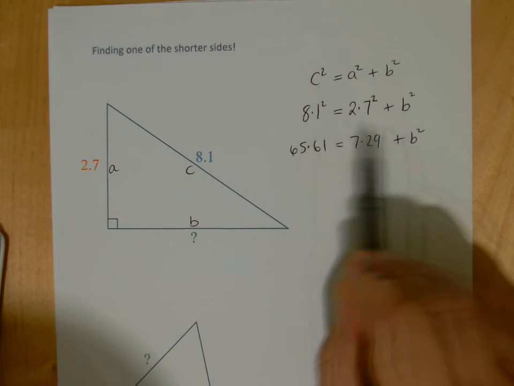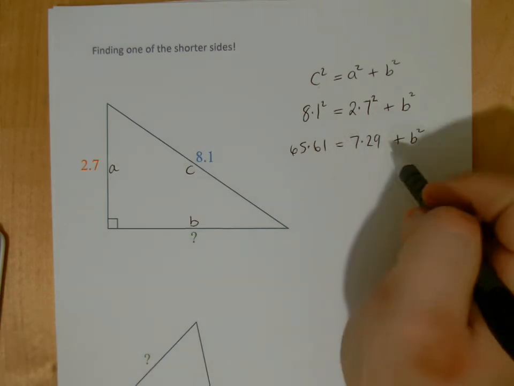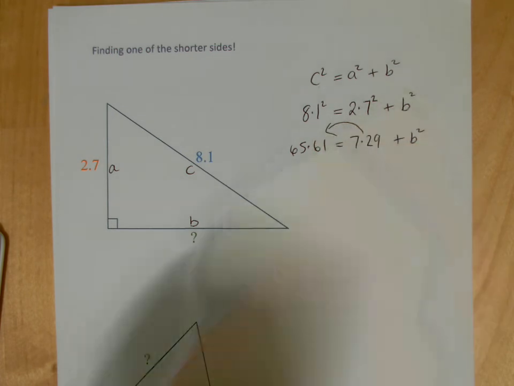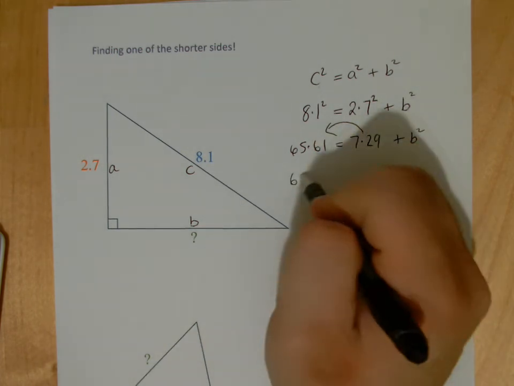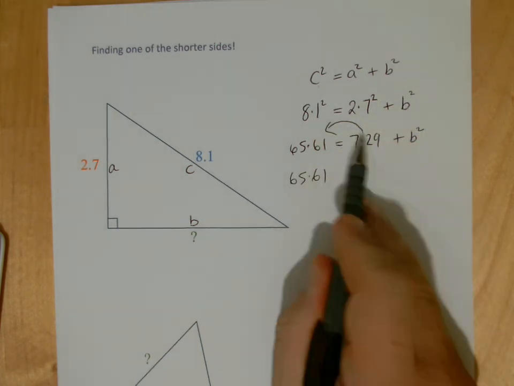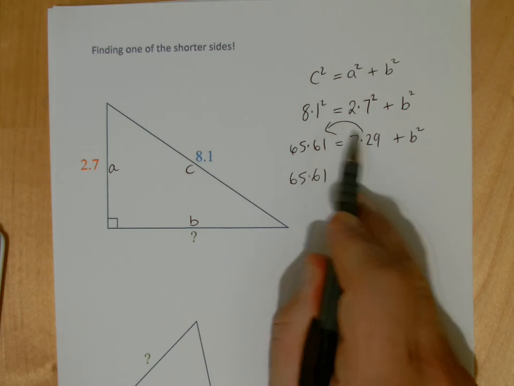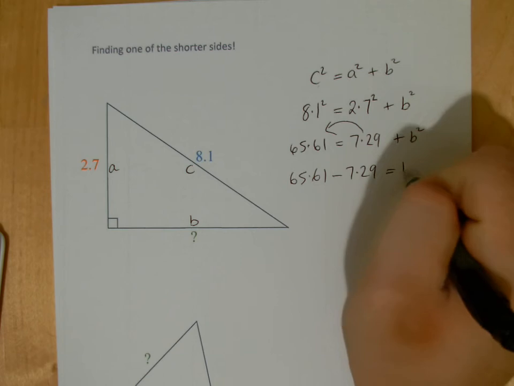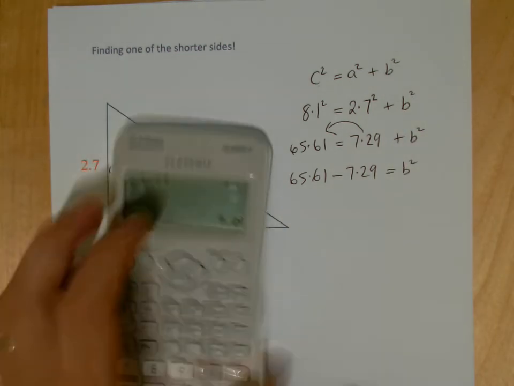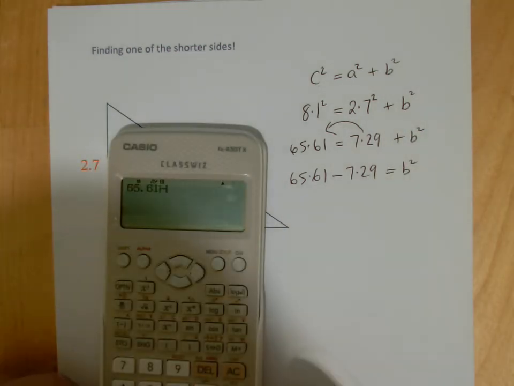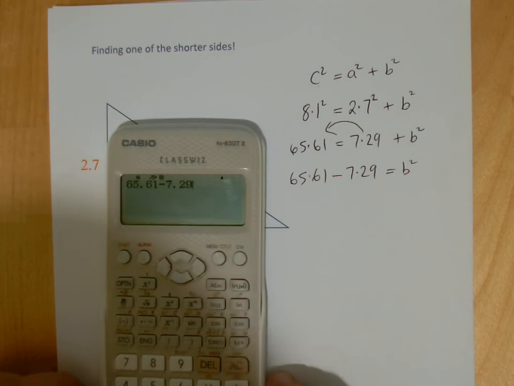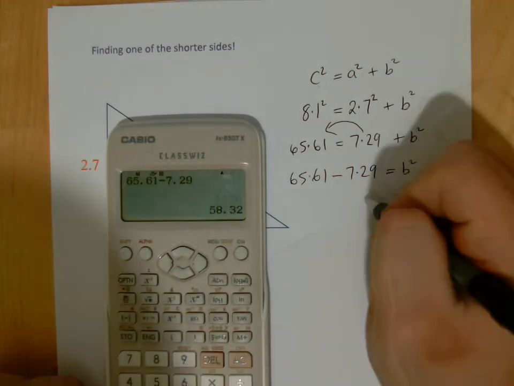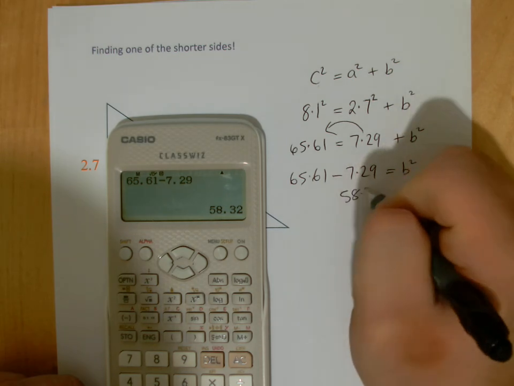So you've got to look at this as an equation now, and we need to rearrange it. And the best way to get B on its own is to first of all shift this number over to that side. So we'll have 65.61. Now think, if I take that over, it's a positive number, so when I take it over, it becomes a minus number, and that will equal B squared. So I can get my calculator now and work that out. And I get B squared out to be 58.32.